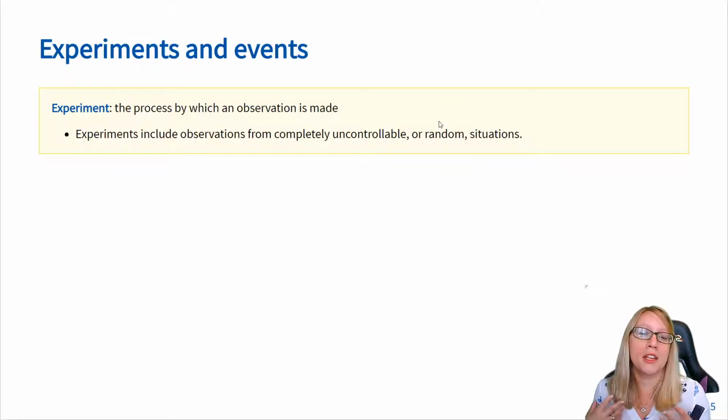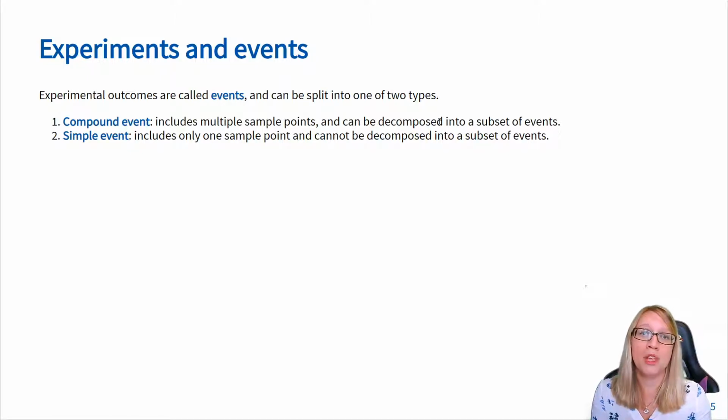Each of these random trials, so each time a random variable is tested or observed, we refer to that as a single experiment. These experiments are the observations from completely uncontrollable or random situations. We know what can happen, but we don't know ahead of time what will happen. Each of the outcomes of these experiments we then refer to as events, so the possibilities for what could happen in the experiment. Now, events can be determined simple or compound, depending on how complex the event itself is.